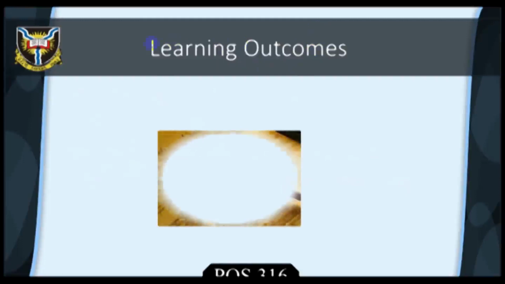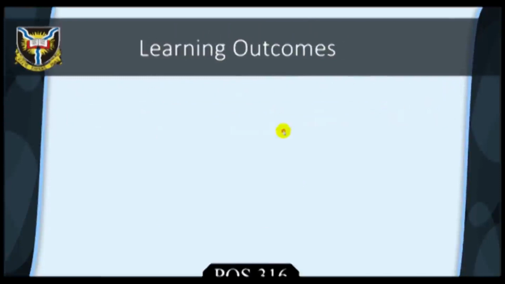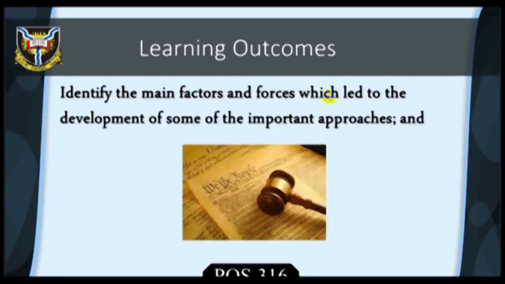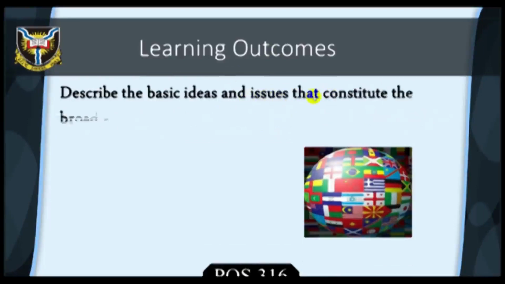Learning outcomes. At the end of this study session, it's expected that you'll be able to: 1. Describe the intellectual history of political science in general, and in particular, the comparative area of study. 2. Identify the main factors and forces which led to the development of some of the important approaches. And lastly, describe the basic ideas and issues that constitute the broad area of comparative politics.